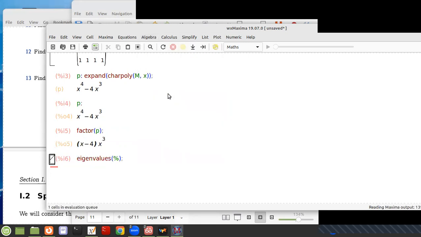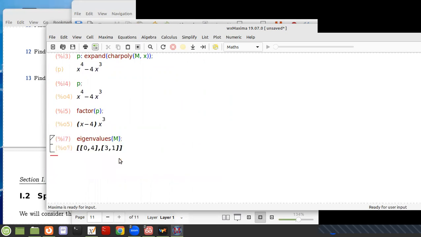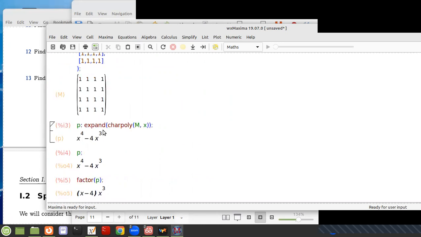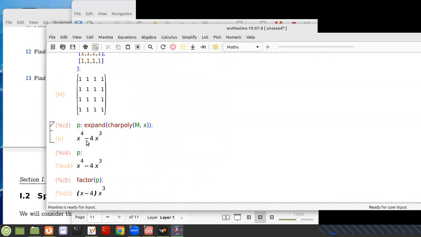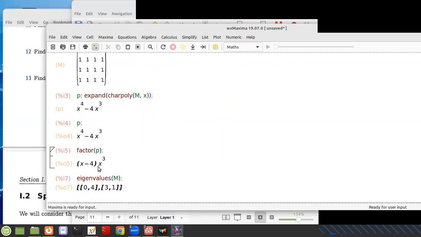So if I choose eigenvalues, since it's a percent, sometimes in wxMaxima you can put things in like this, and there you get that. That doesn't tell you anything extra. So just to review, we put in the big 4x4 matrix, all 1 entries, and you can find the characteristic polynomial, which is this, and you can factor it, and you can see there are repeated roots. Eigenvalues doesn't tell you much.